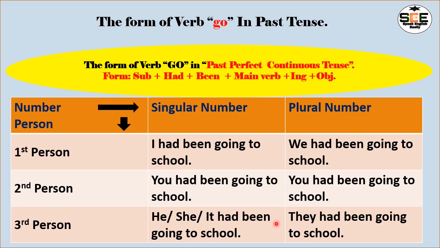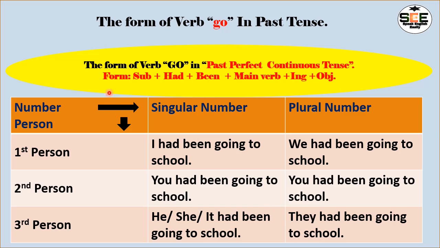So if we see the last one, the plural number of third person, they had been going to school. Here in the sentence, they is the subject, had is the helping verb, and been is the be verb's past participle form, and go is the main verb and ing form for continuous, and school is the object. So we can say they had been going to school, right? So from this table we can understand easily how to write a past perfect continuous tense, right?